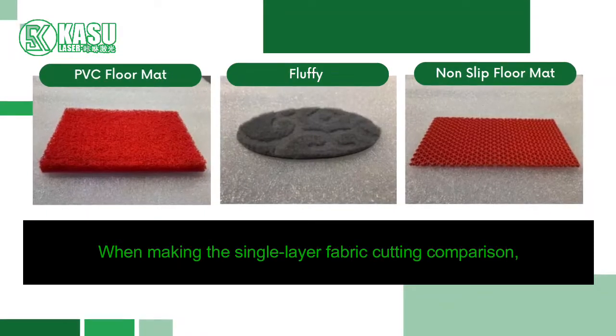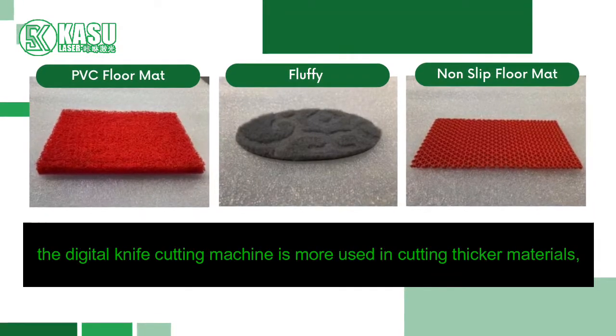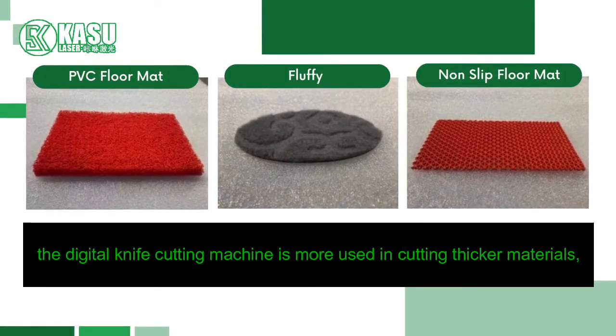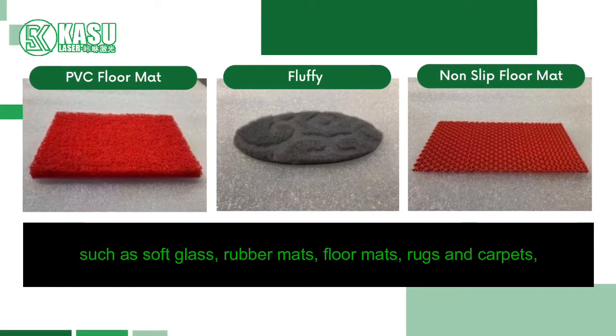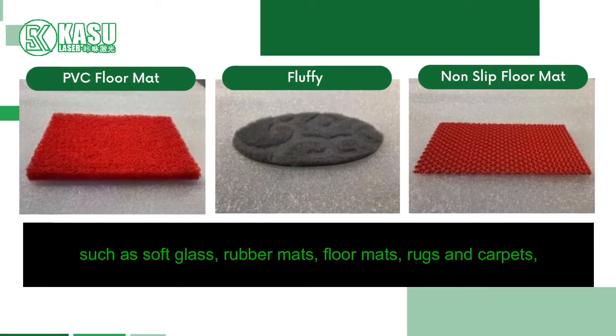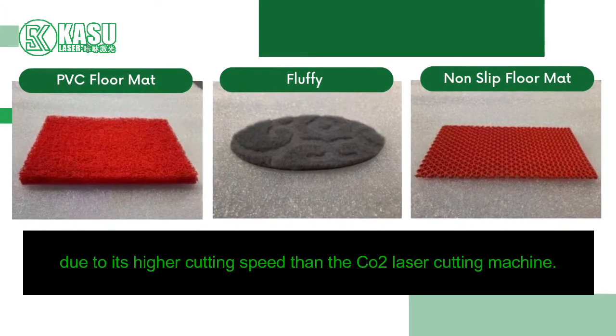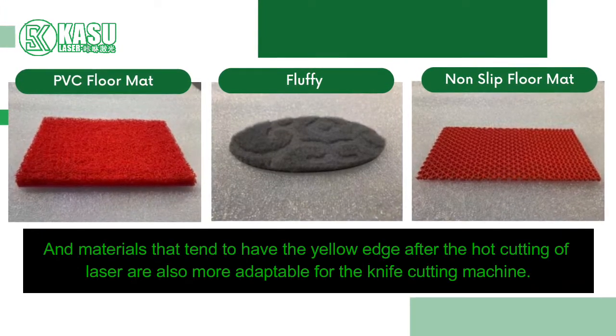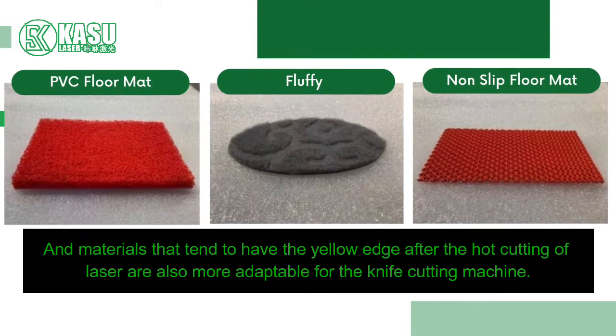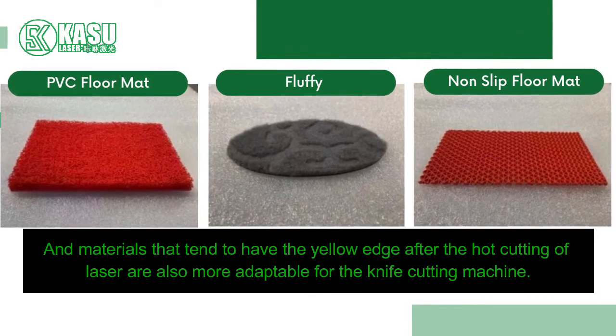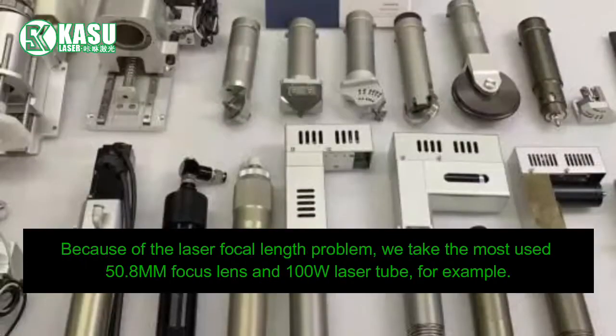When making the single-layer fabric cutting comparison, the digital knife cutting machine is more used in cutting thicker materials, such as soft glass, rubber mats, floor mats, rugs, and carpets, due to its higher cutting speed than the CO2 laser cutting machine. And materials that tend to have a yellow edge after the hot cutting of laser are also more adaptable for the knife cutting machine.